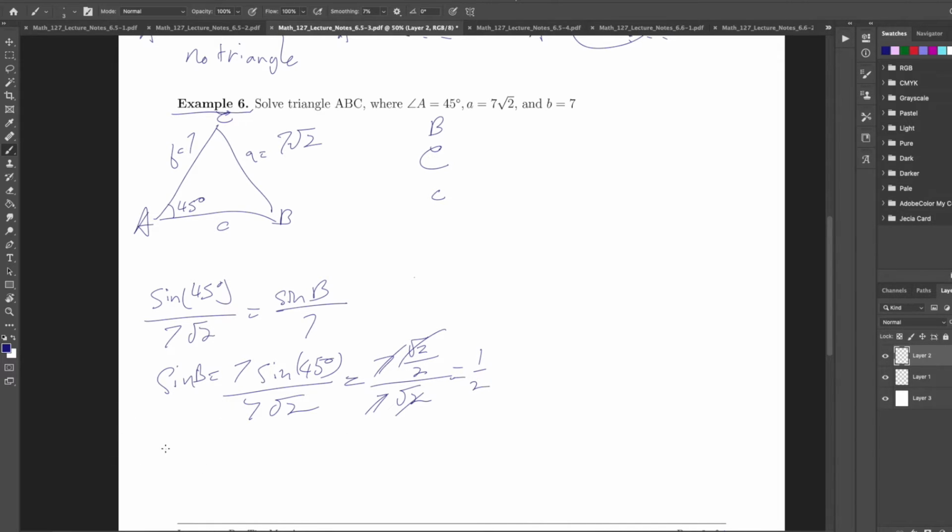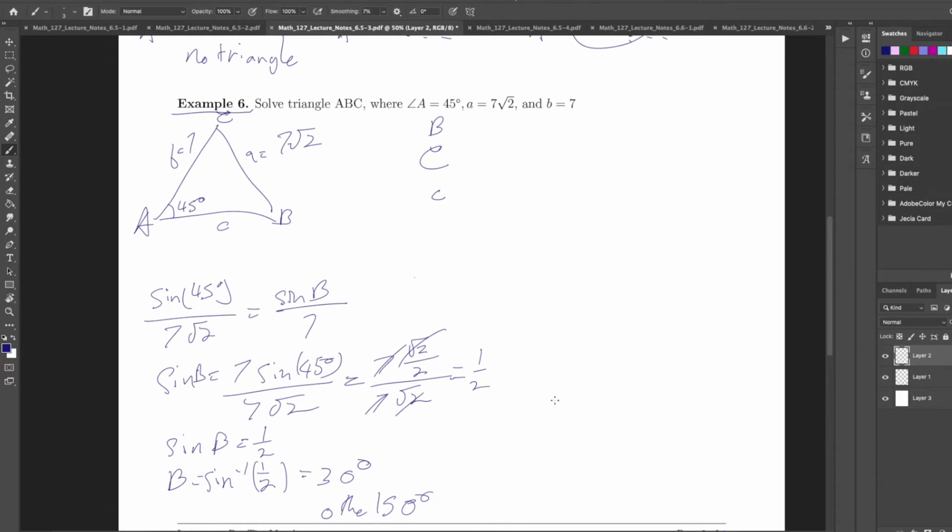So sine of B is equal to 1/2. Now notice that sine of B equals 1/2 twice between 0 and 180. The first one is if you just type in the arc sine. If I type in the arc sine of 1/2, which gives me B, that's going to give me 30 degrees. But notice there's also another option. The other option here is 150 degrees, which gives me the same thing.